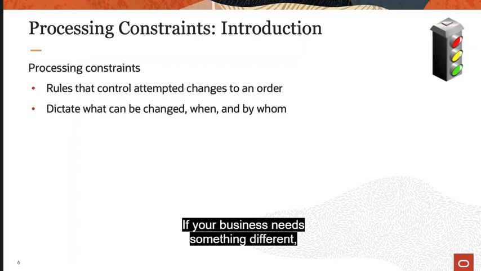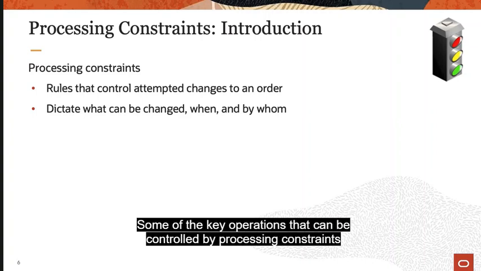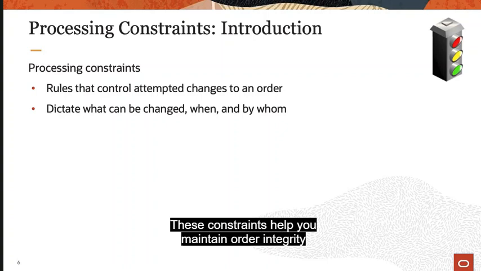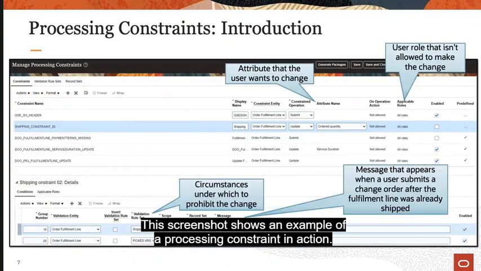If your business needs something different, you can also create your own additional constraints. Some of the key operations that can be controlled by processing constraints include cancel, create, delete, split, submit, update, and validate an order. These constraints help you maintain order integrity and enforce your business rules automatically. This screenshot shows an example of a processing constraint in action.